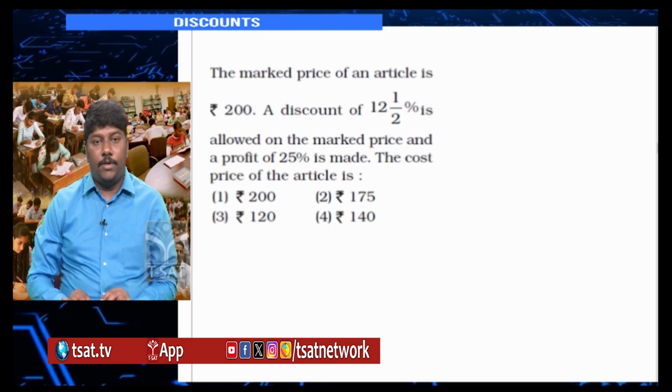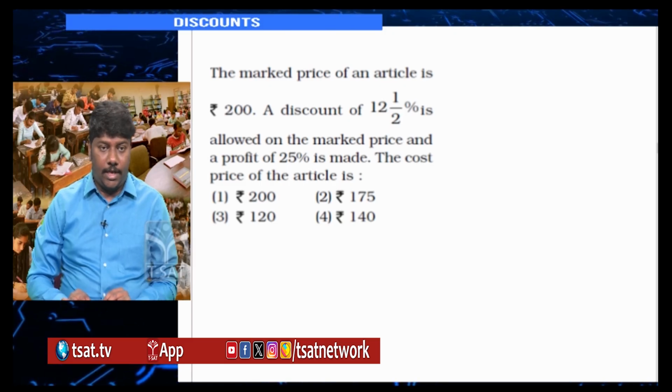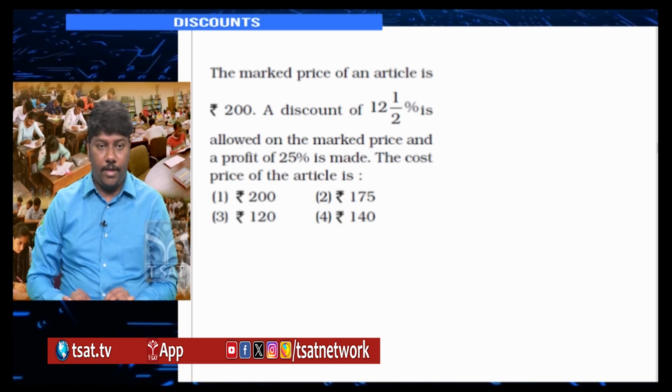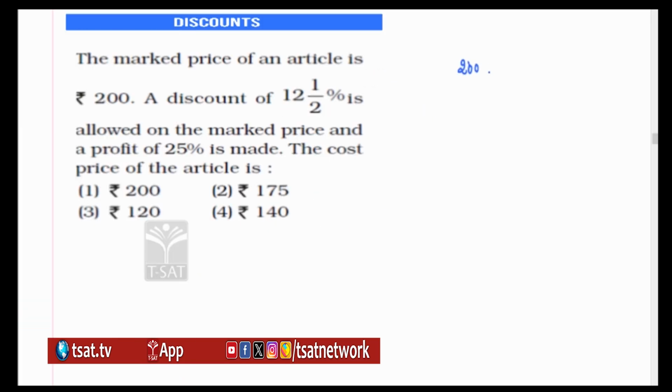The marked price of an article is 200. A discount of 12.5% is allowed on the marked price and a profit of 25% is made. The cost price of the article is? You are giving a discount of 12.5%. 12.5 is actually 1/8 in terms of fraction. If you give 1/8, it will be 175, because 1/8 of 200 is 25. If you give 25 rupees of discount, you are going to get it for 175, and the profit made is 25%. Let the cost price be X, you are increasing it by 25%. 25% increase is 5/4 of X, which is 175.